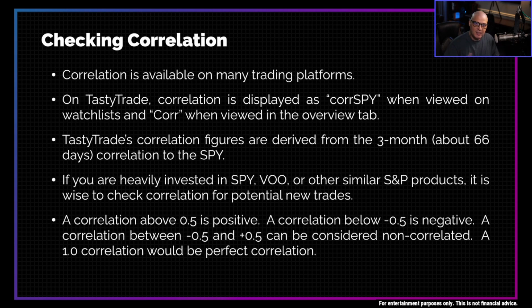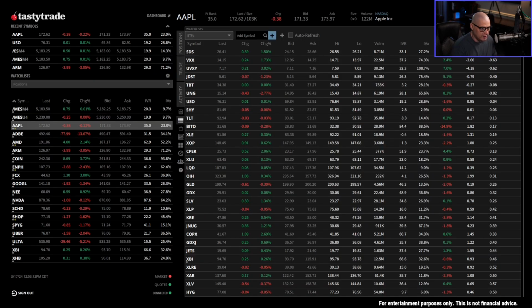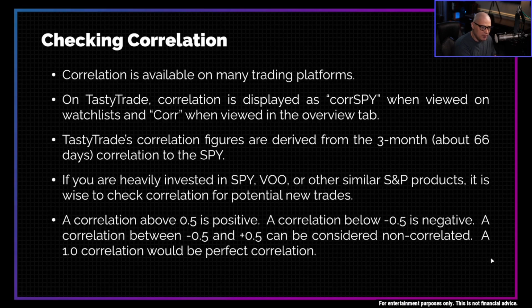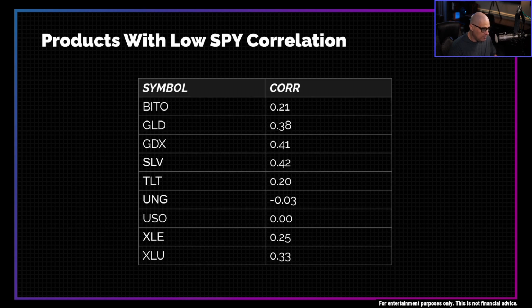So when I was looking at the TASTYTRADE platform, of course, I could get these correlation numbers in this column, but you can filter them. You can find inversely correlated products. You can find non-correlated products, those somewhere around zero, maybe from -0.5 to +0.5. Those would be non-correlated products, and it's a good idea to sprinkle some of these kinds of products in.